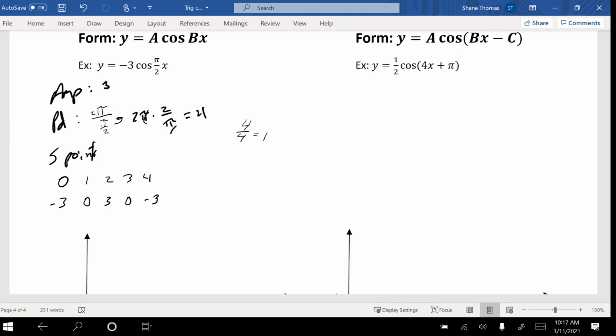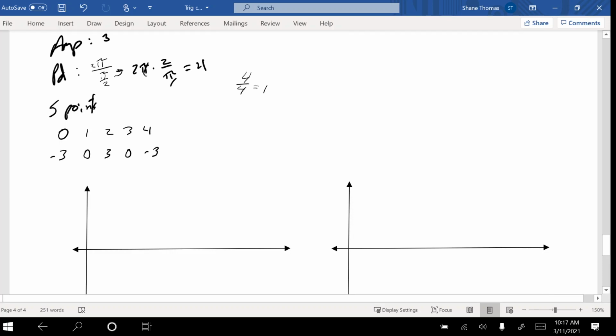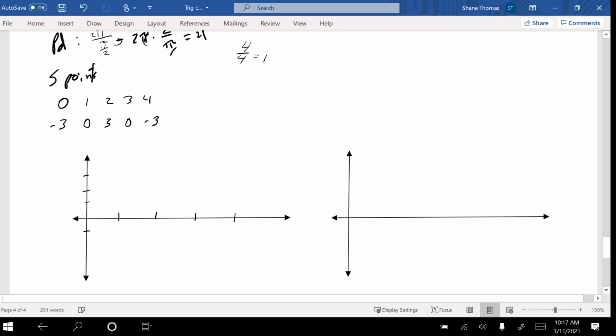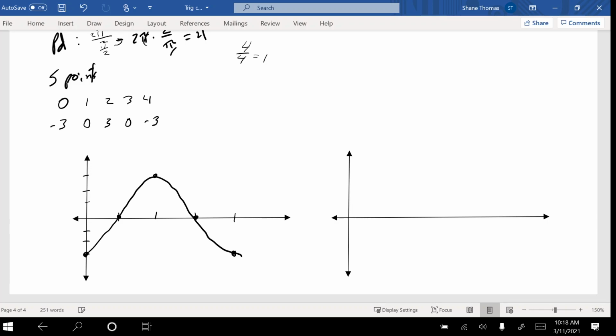All right, let's give this guy a quick sketch. So 1, 2, 3, 4. 1, 2, 3. 1, 2, 3. I'm going to start at -3, 0. At 2, I'm at 3. At 3, I'm at 0. At 4, I'm at -3. Boom, boom. That's just another pretty one.